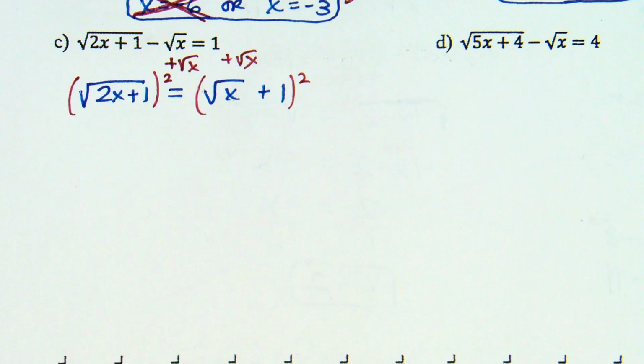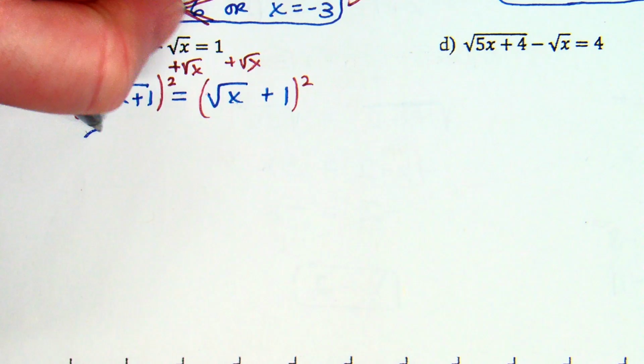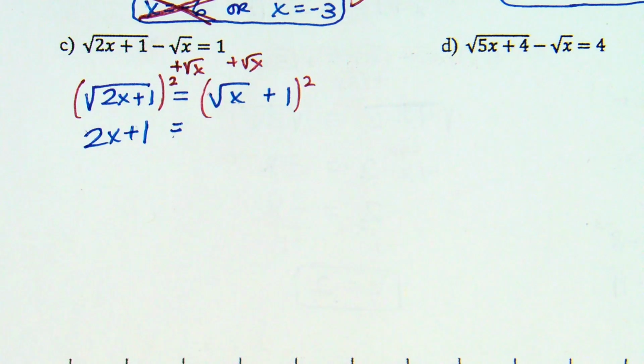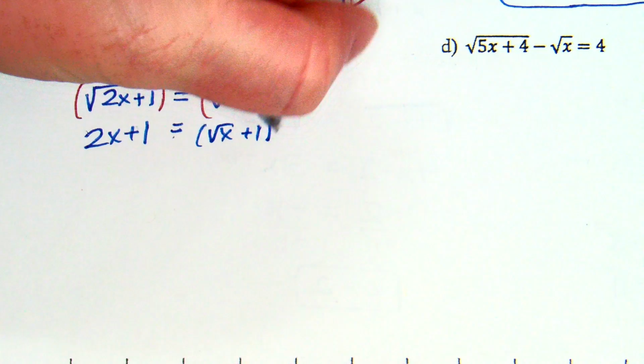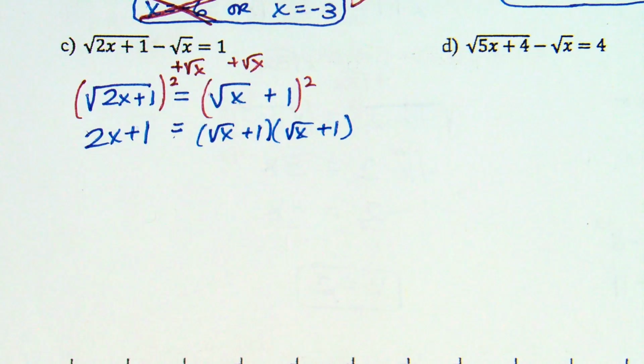Okay, what happens on the left when you do square root of 2x plus 1 squared? 2x plus 1. What about on the right? 1 squared. How about if I write it out as square root of x plus 1 times square root of x plus 1? So what are we going to have to do here?